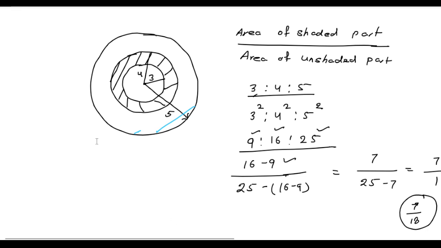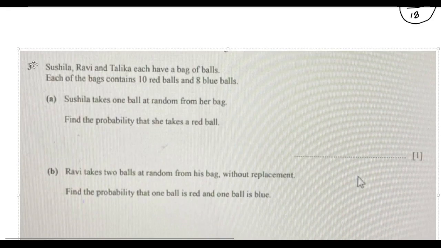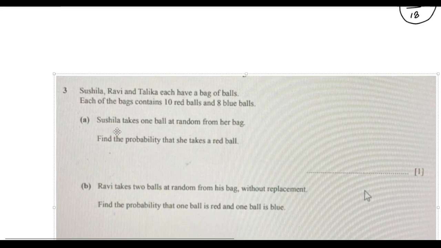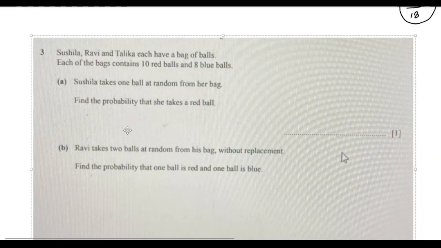Okay. One more question. One student sent this question. Sushila, Ravi, and Talika each have a bag of balls. Each bag contains 10 red and 8 blue balls. Sushila takes one ball at random from the bag. Find the probability that she takes a red ball.